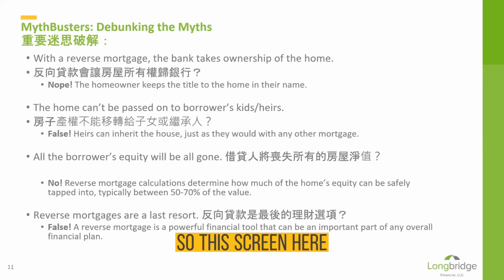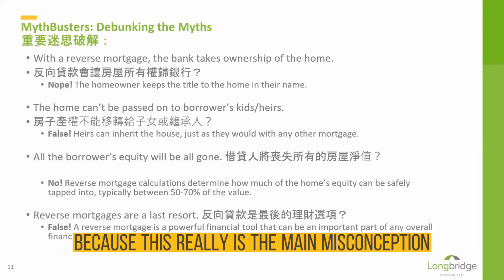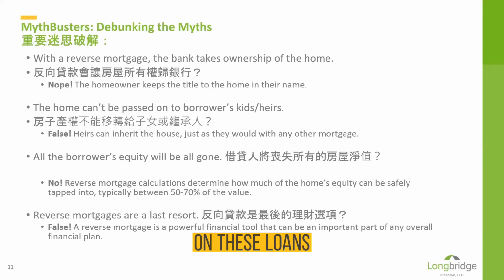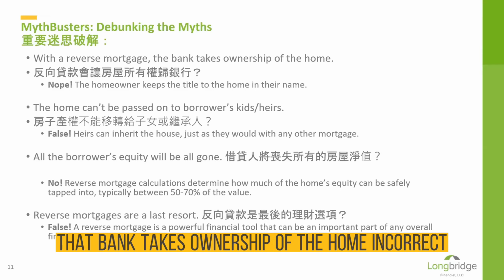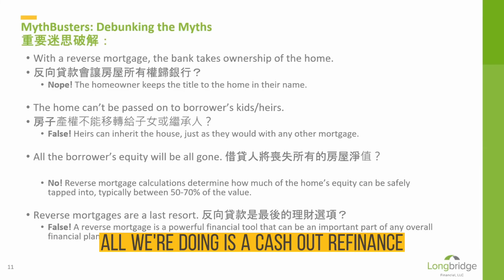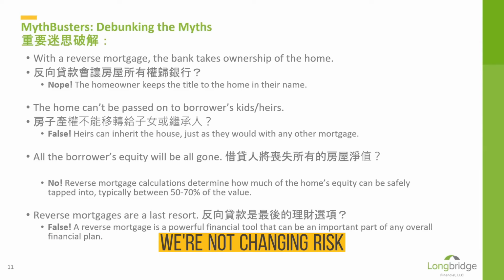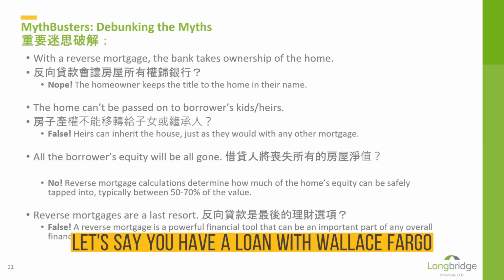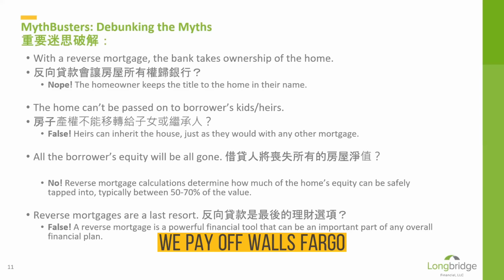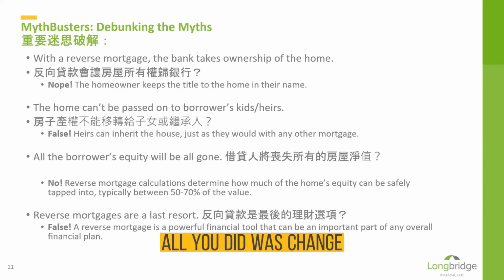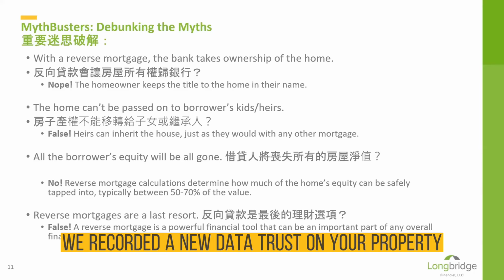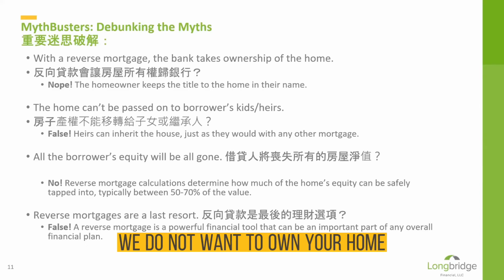All right. This screen is very, very important because this really is the main misconception on these loans. Number one: with a reverse mortgage, the bank takes ownership of the home. Incorrect. All we're doing is a cash out refinance. We're not changing vesting. Let's say you have a loan with Wells Fargo. We pay off Wells Fargo, and now we're the lender and no longer Wells Fargo. You did not change ownership. All we did was record a new deed of trust on your property. We do not own your home. We do not want to own your home.